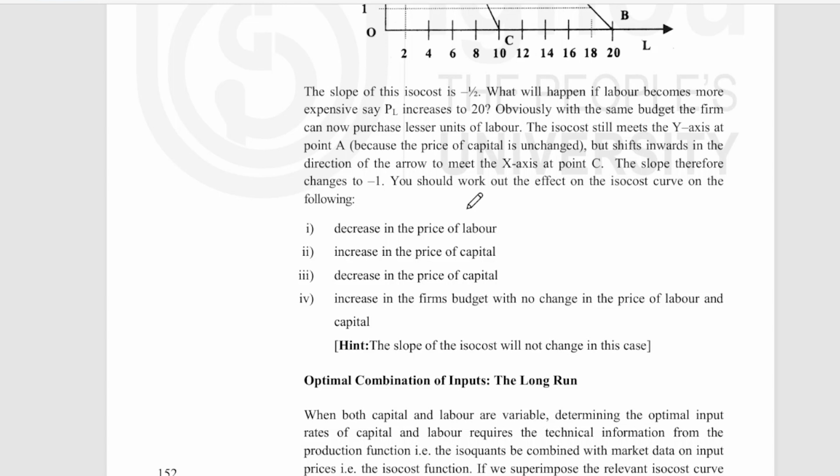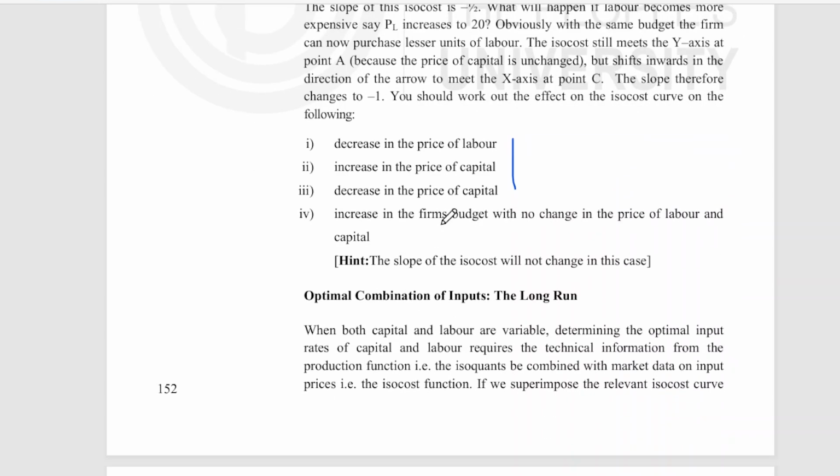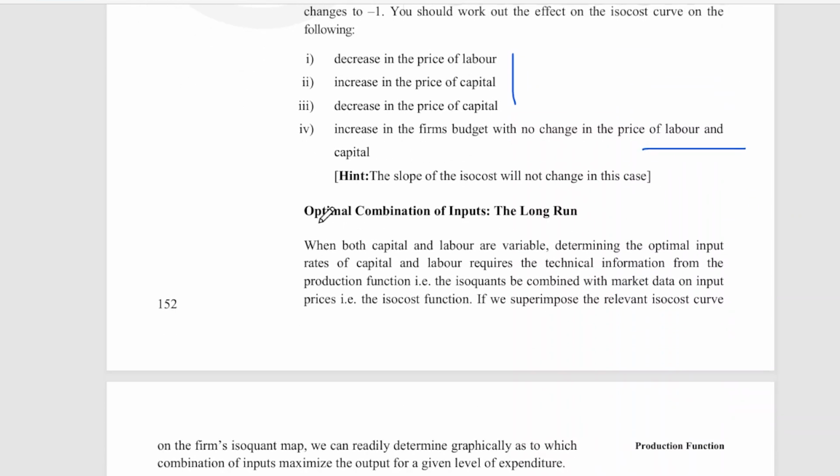So you should work out the effect on the isocost curve of the following. One is a decrease in the price of labor, an increase in the price of capital, a decrease in the price of capital, and an increase in the firm's budget with no change in the price of labor and capital. Next is the optimal combination of inputs in the long run.